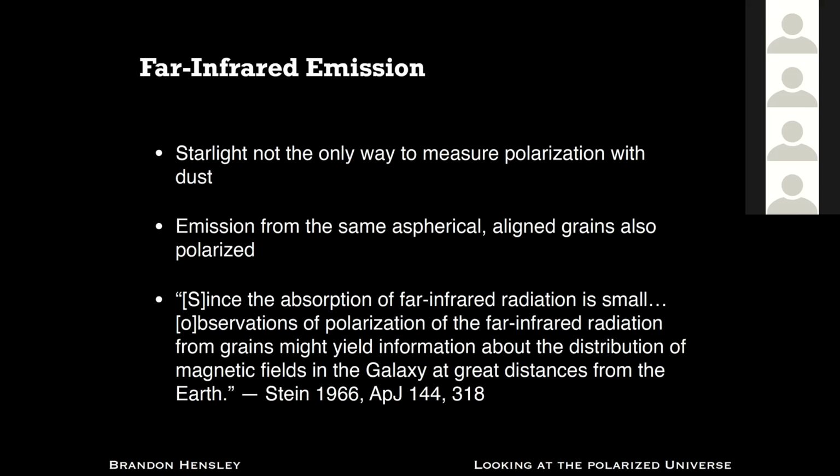And so this has been appreciated for a very long time. There's a nice paper from Stein in 1966 thinking about, wouldn't it be nice if we had something like a satellite making far infrared observations of dust polarization. And one of the virtues that he noted about this was that since the optical depths in the infrared are so small, you'd be able to see polarized radiation out to very, very large distances from the Earth. So it indeed has some advantages over stellar polarization as a probe of magnetic field orientation.